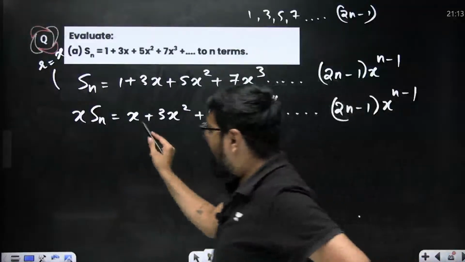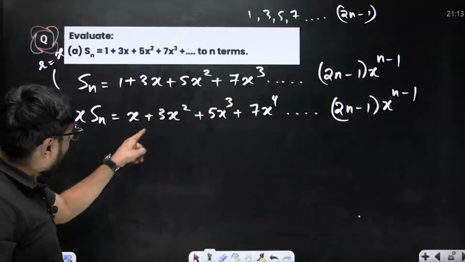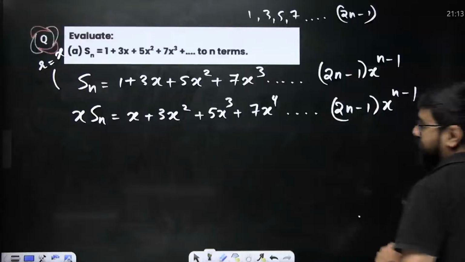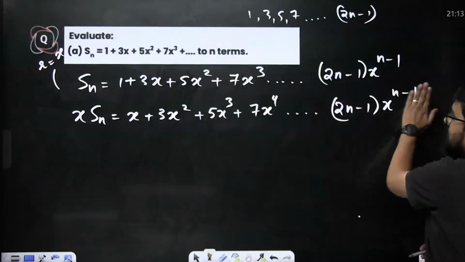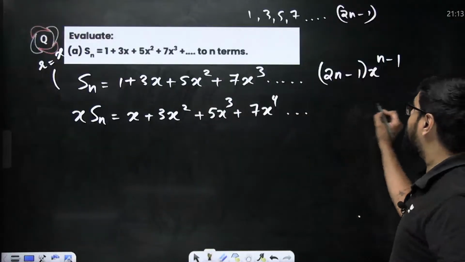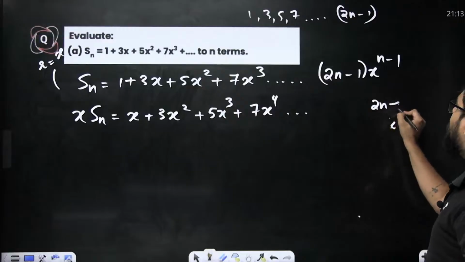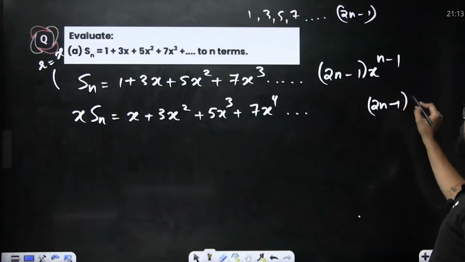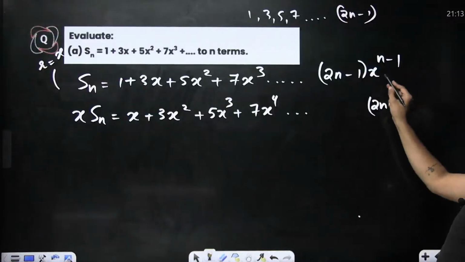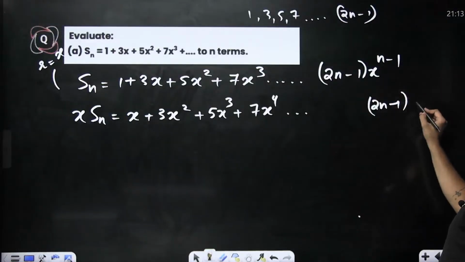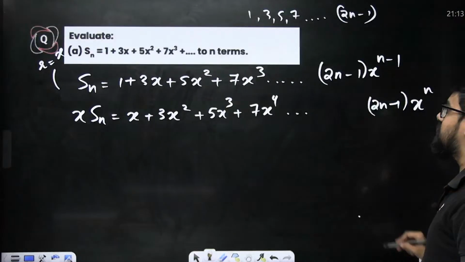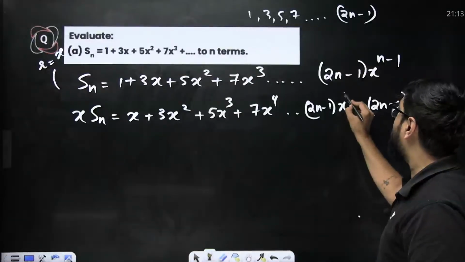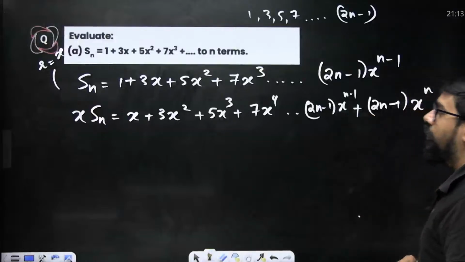Why did I multiply with x? Why did I multiply with the common ratio? When I am multiplying every term, this will become the second last term. If I am multiplying x in every term, the last term will be 2n minus 1 into x to the power n minus 1 multiplied with x. Every term is getting multiplied with x. So multiplied with x will become minus 1 plus 1, that means x to the power n will become the last term. And second last term will be 2n minus 1 into x to the power n minus 1. Got my point or not?